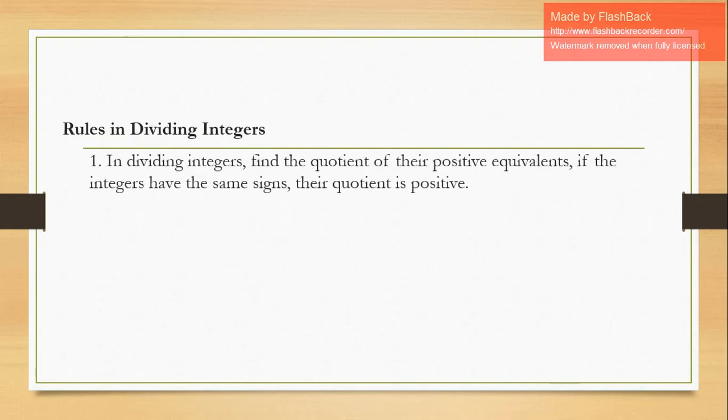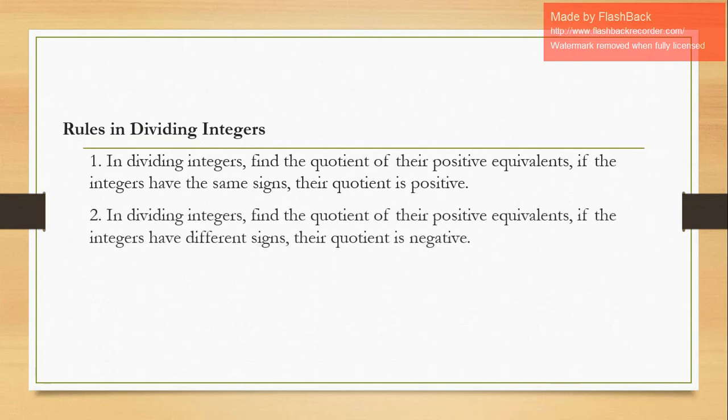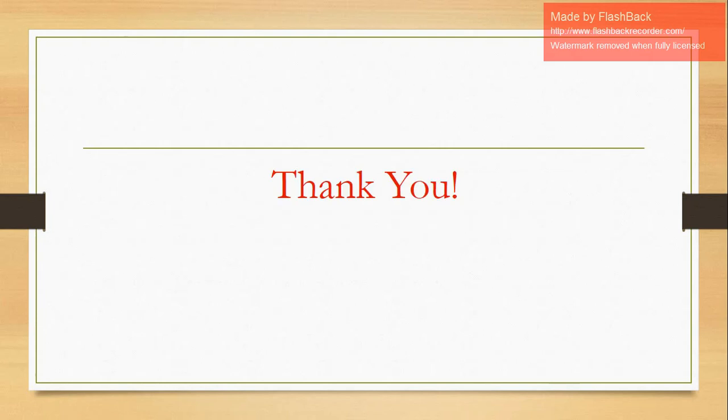Next, let's proceed to rules in dividing integers. In dividing integers, find the quotient of their positive equivalents. If the integers have the same sign, their quotient is positive. Same sign, positive. Next, if the integers have different signs, their quotient is negative. So that is on how to multiply and divide integers.